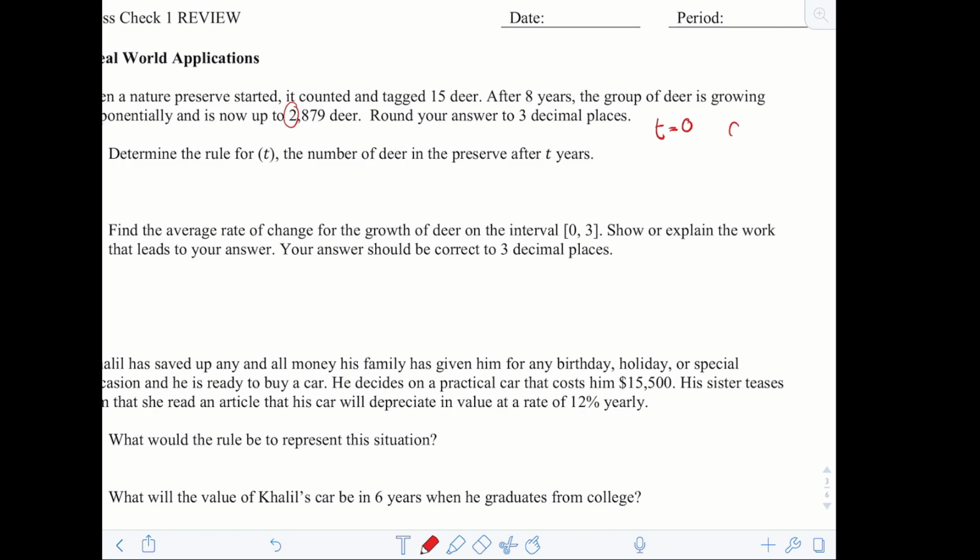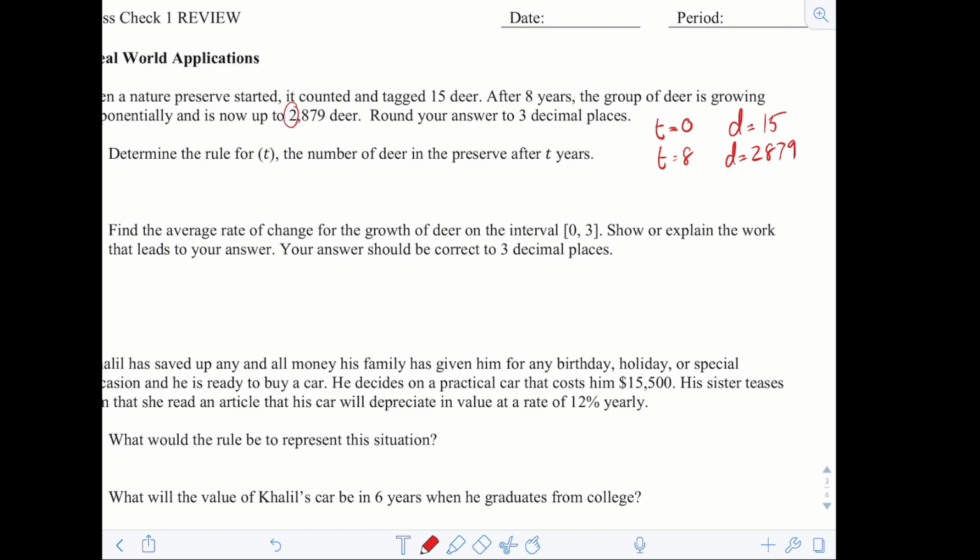So let's say d is going to be equal to my deer. Then I know after 8 years, the number of deer is going to be 2,879. So how do I figure out this specific exponential function? How do I know how much it is growing by?